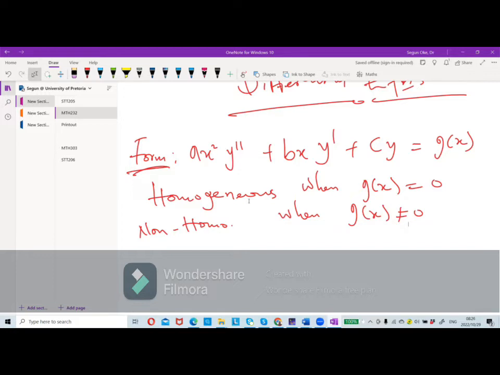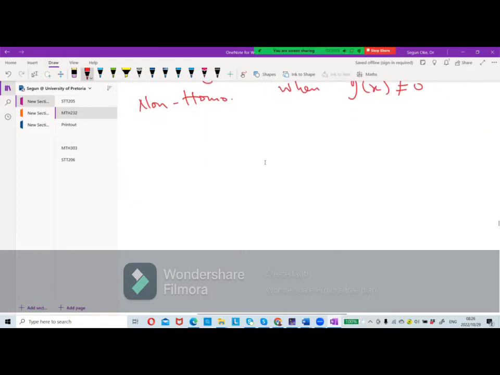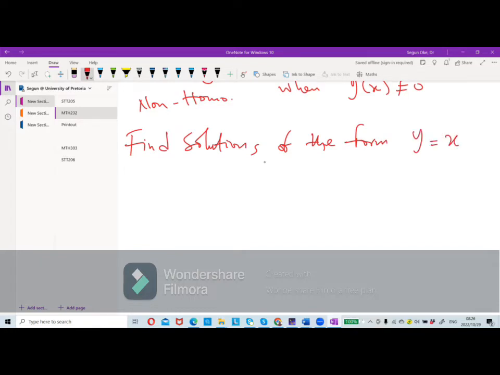For this, one of the methods is to find a solution of the form y equals x raised to power m.